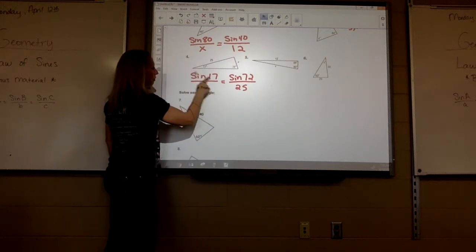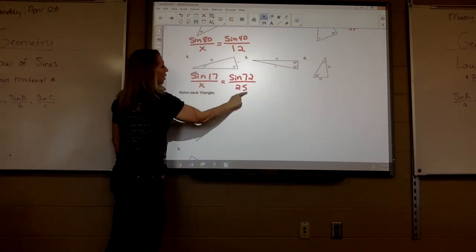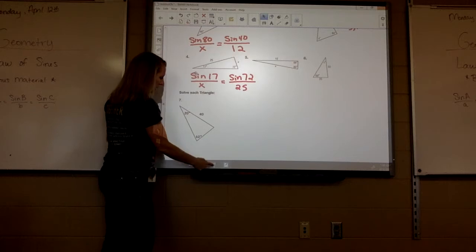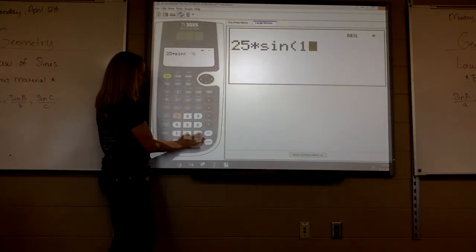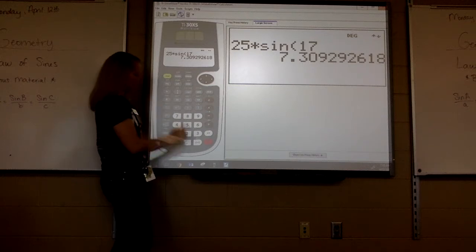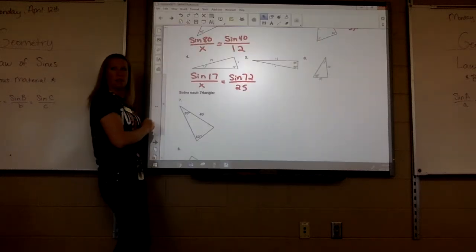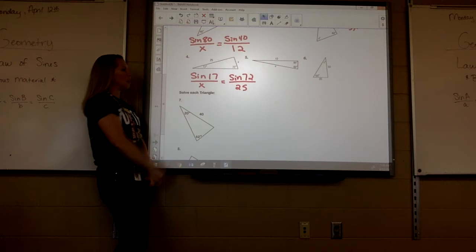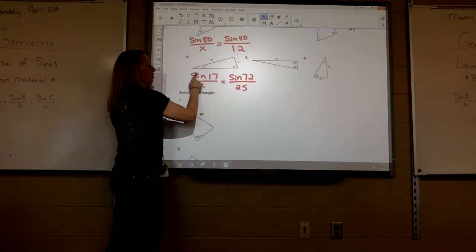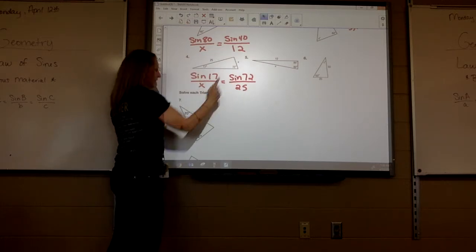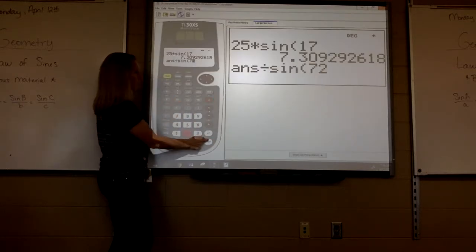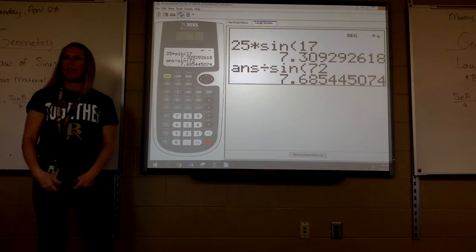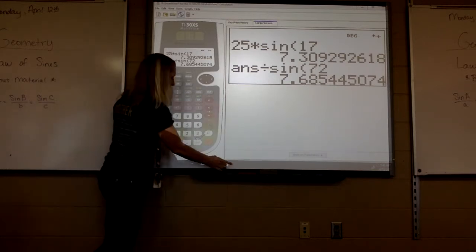So I'm going to multiply these two. 25 times sine 17. Hit enter. And then what do I do? After I multiply these, what do I do next in the calculator? Divided by sine 72. Good. Divide by sine 72. You get 7.7. That's it.